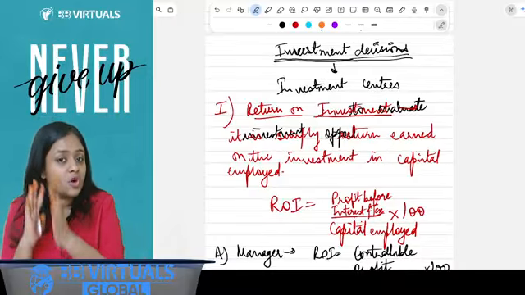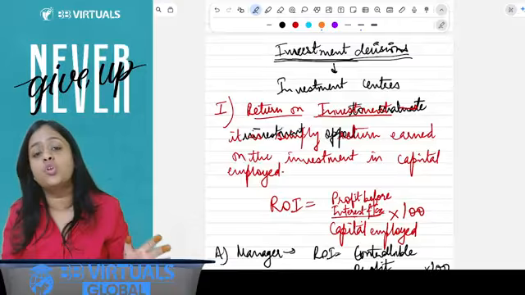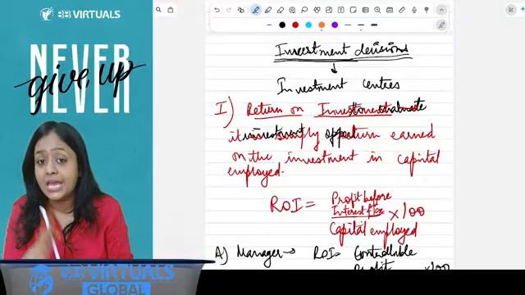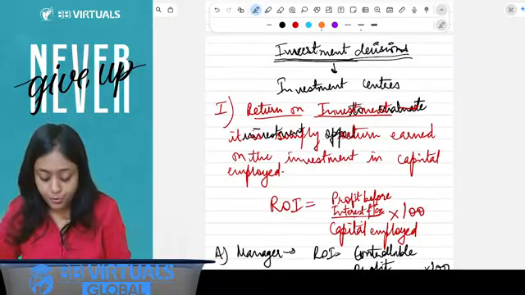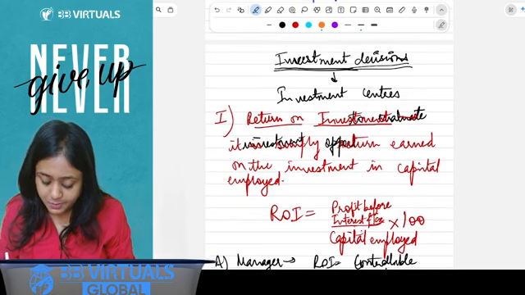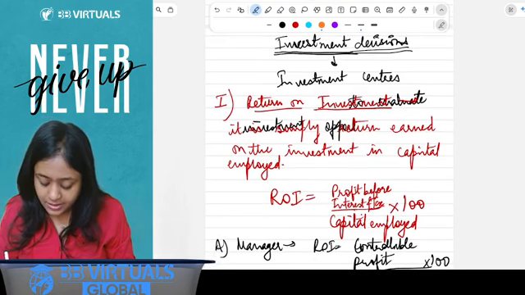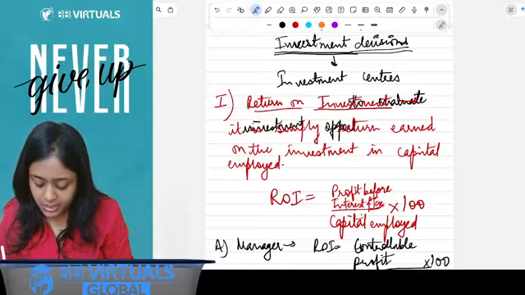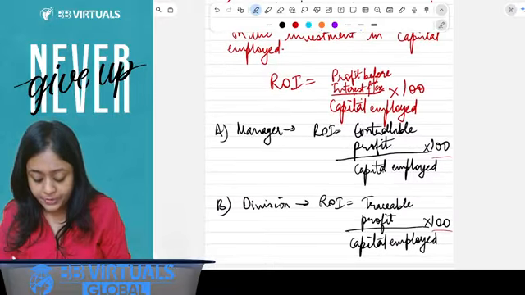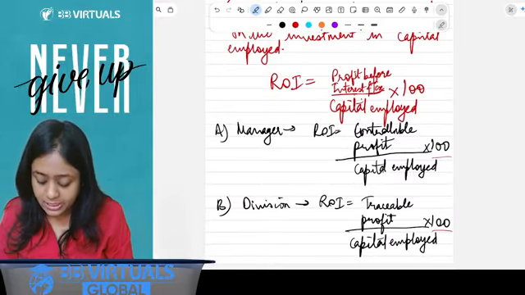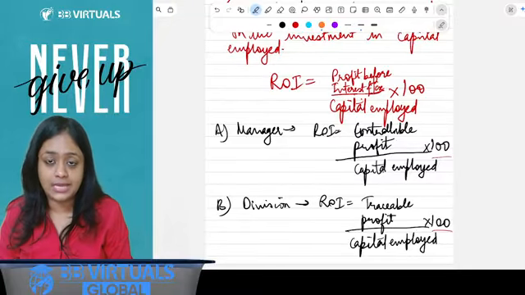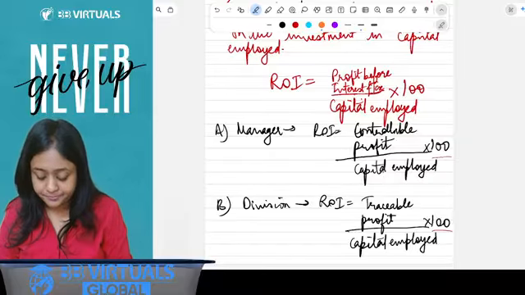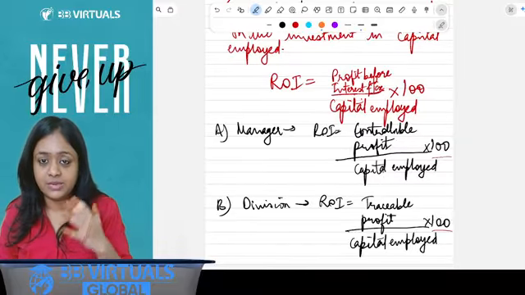So even if it is costing the company, there is no goal congruence. But for the short term, they look to maximize their profits and returns so their performance is improved. Return on investment simply means the return earned on the investment in capital employed. ROI is calculated as profit before interest and tax divided by capital employed multiplied by 100. Okay? Same formula as the return on capital employed that we did.